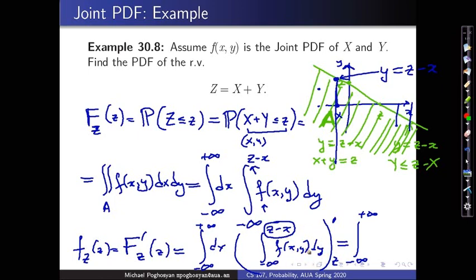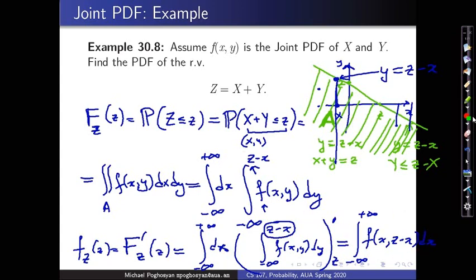I'm keeping x, and instead of y I am plugging this, times the derivative of this with respect to z, which is 1. So I will have f of x, and instead of y, I am plugging z minus x. Now I need to multiply by the derivative of this, which is 1, derivative with respect to z, of course, because I'm calculating the derivative with respect to z, and dx. This is dx. So this is the result.